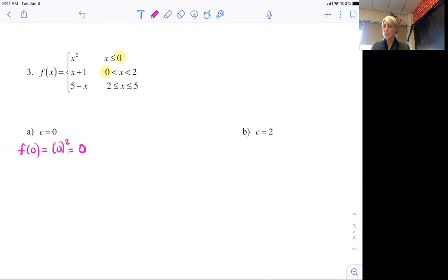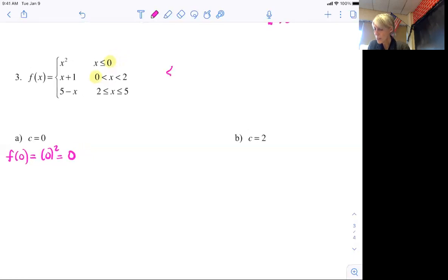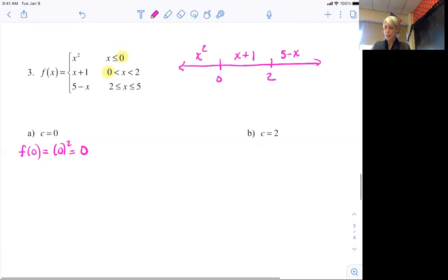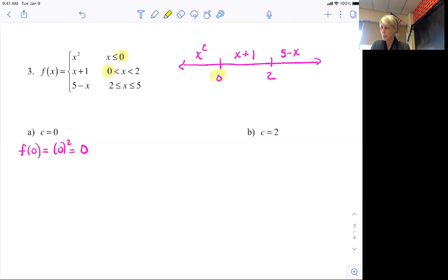Now I want to evaluate the limit as x approaches 0. So I want to think about, how do I evaluate this piecewise? My two main pieces right now are 0 and 2. When I'm less than 0, I'm plugging into x squared. When I'm greater than 0 but less than 2, I'm plugging into x plus 1. And when I'm in between 2 and 5, I'm plugging into 5 minus x. At this point here, we're just concerned with x approaching 0.